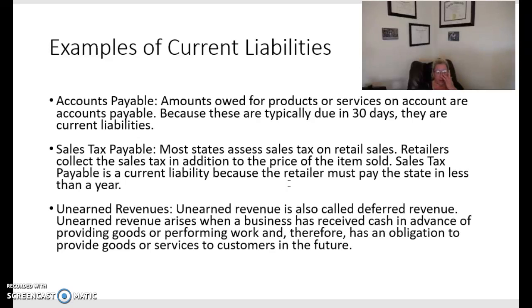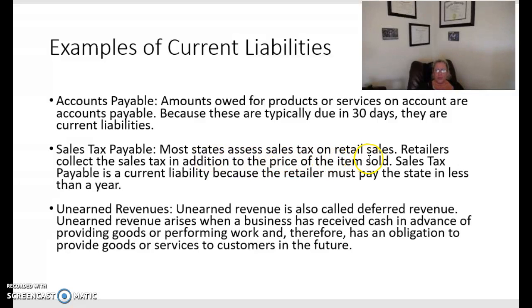Another distinguishing factor of accounts payable is that they do not typically require an interest payment. Okay, that's a distinguishing factor. If interest is included, it's usually going to be a note payable because it's going to be longer than 30 days.